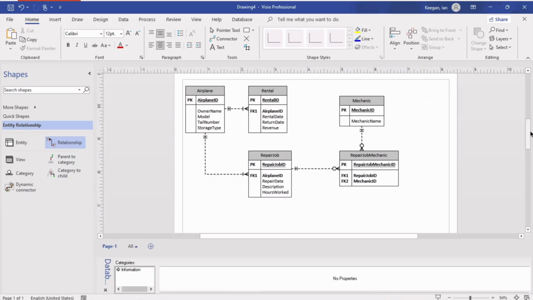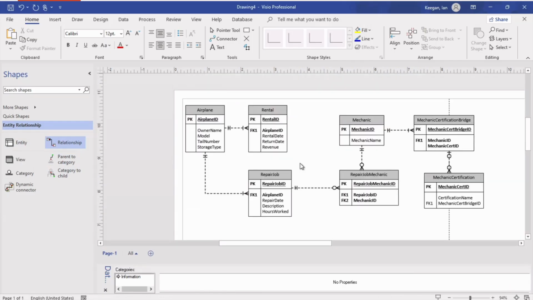All right, so the repair job mechanic table bridges to handle many-to-many relationships between mechanics and repair jobs here. So one repair job can have many mechanics, and one mechanic can work on many repair jobs. Okay, now I'll take a look at the whole system and try to explain it.